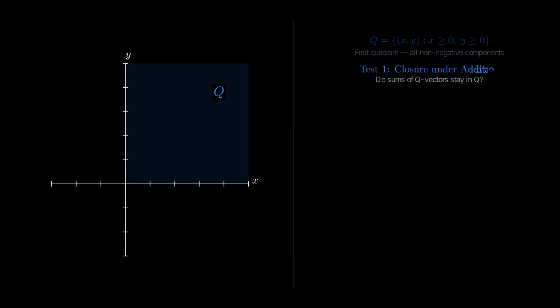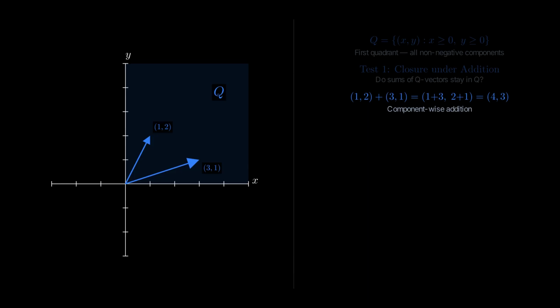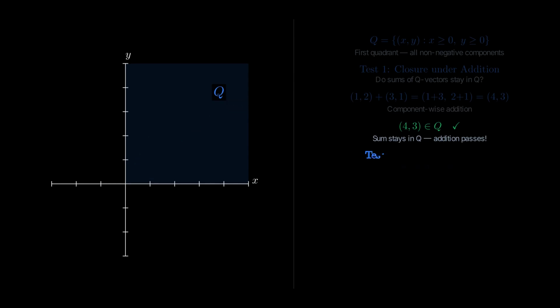Back to our opening example, the first quadrant Q contains all vectors x, y, where x and y are both at least 0. Let's test addition first. Take the vectors 1, 2, and 3, 1. Their sum is 1 plus 3, 2 plus 1, which gives 4, 3. Both components are non-negative, so the sum stays in Q. Addition passes the closure test.